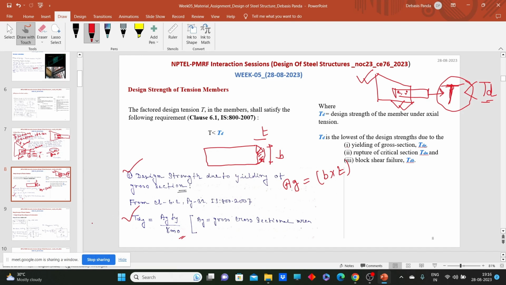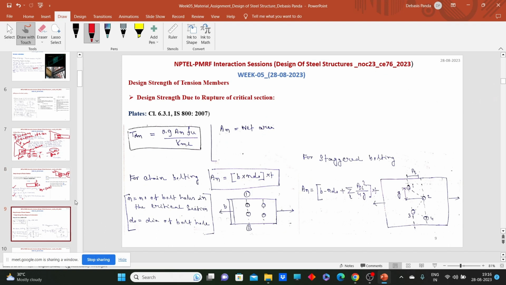Now what is the second criterion for calculating the design strength? What was the second mode of failure? The second mode of failure was failure due to rupture. So how to calculate the rupture strength? For plate sections, we have already calculated the rupture strength when we designed the bolt, right? So for a plate section, the rupture strength at the critical section we can find like this: Tdn is equal to 0.9 An Fu by gamma m1, right?